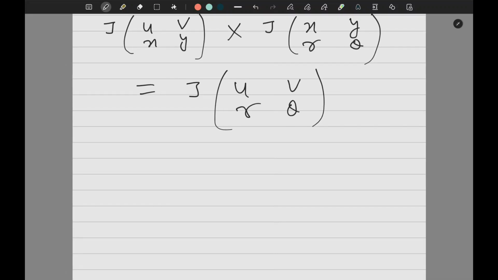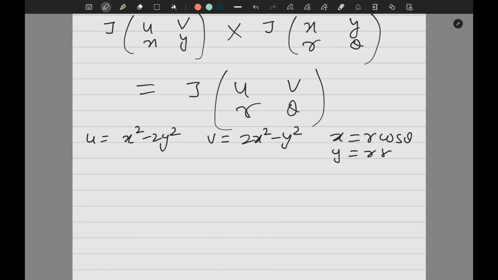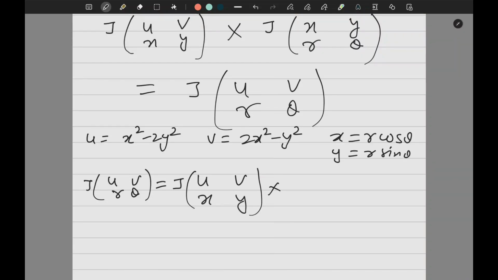Correct. For example, just take a simple question. If I give you u equal to x² minus 2y², v equal to 2x² minus y², and x equal to r cos θ, and y equal to r sin θ. Now my question is to find the Jacobian of u, v with r, θ. Now there is no direct relation between u, v and r, θ like that. So what I will write, it is equal to Jacobian of u, v with x, y into Jacobian of x, y with r, θ. Right?